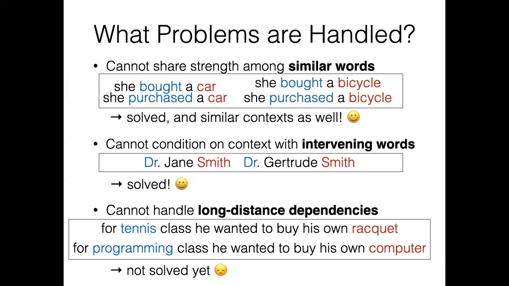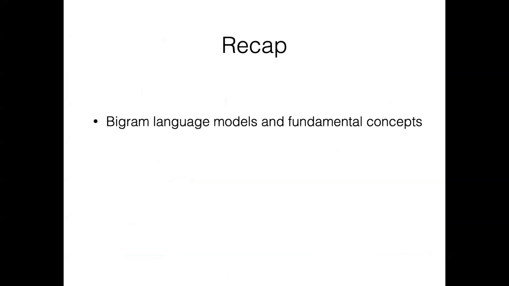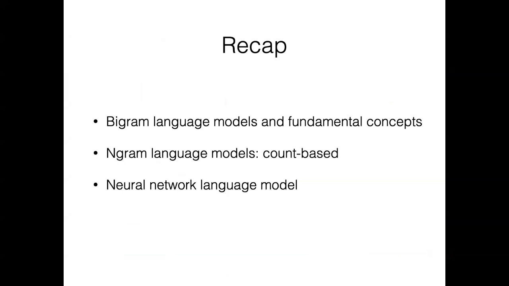Okay. Cool. So just to recap, we went over the bigram language models and some key concepts. Briefly went over n-gram language models and this neural network language model. And now with some of the remaining time, I want to go over some extra concepts that are good to know.